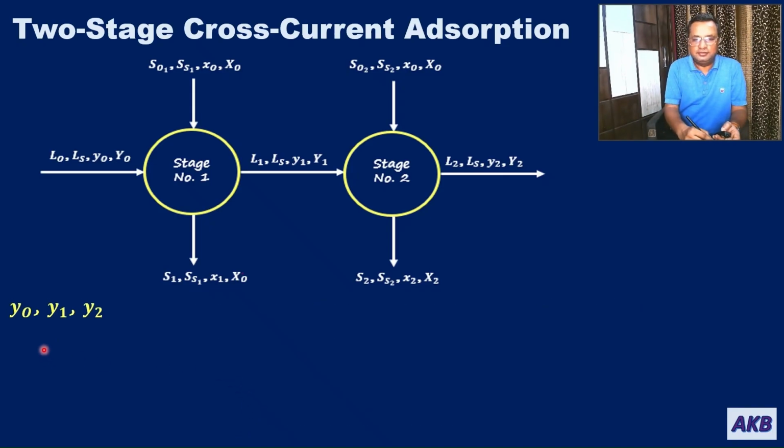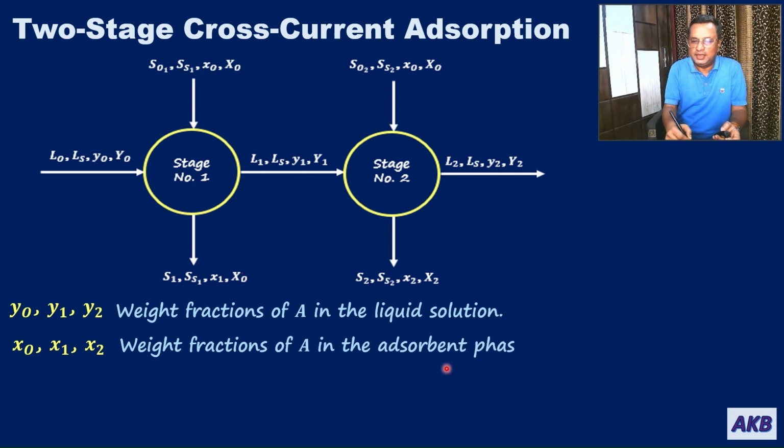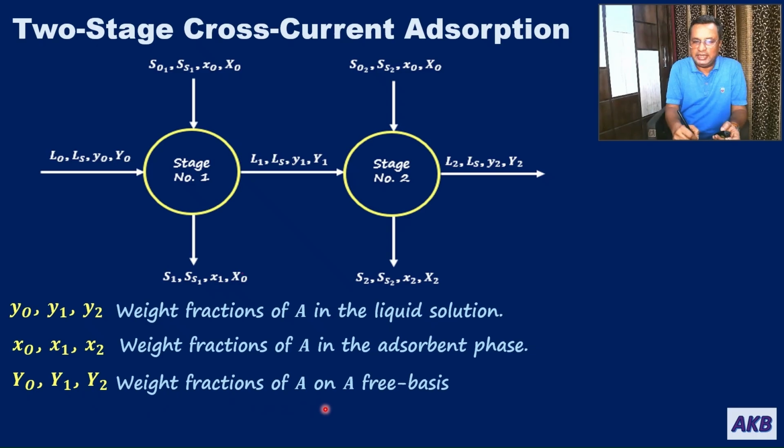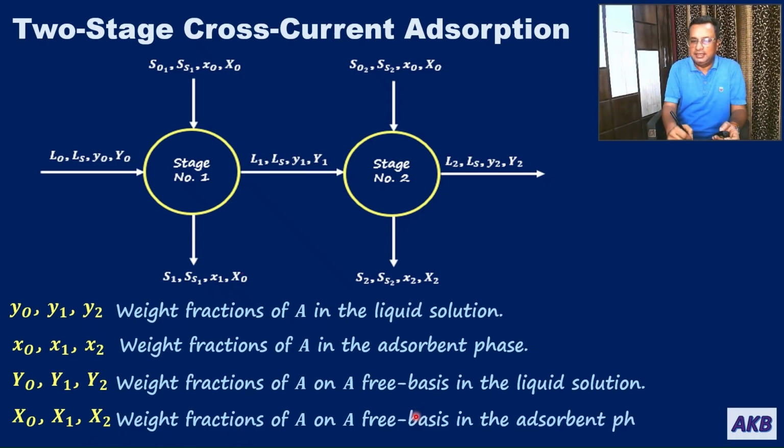Then you have small y's, that is small y0, small y1, small y2. These are weight fractions of A in various liquid streams. Then you have small x0, small x1, small x2. These are weight fractions of A in the adsorbent phase. Then you have capital Y0, capital Y1, capital Y2. These are weight fractions of A on A-free basis in the liquid solution. And finally, you have capital X0, capital X1, capital X2. These are weight fractions of A on A-free basis in the adsorbent phase.